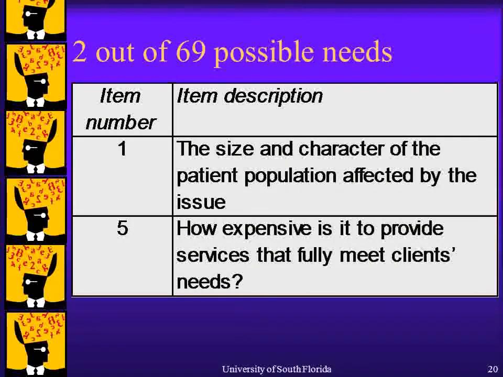Here are 2 out of 69 items that were identified as pieces of information necessary for one or another of the decisions that the commissioners had to make. For example, item number 5 was how expensive is it to provide services that fully meet clients' needs.